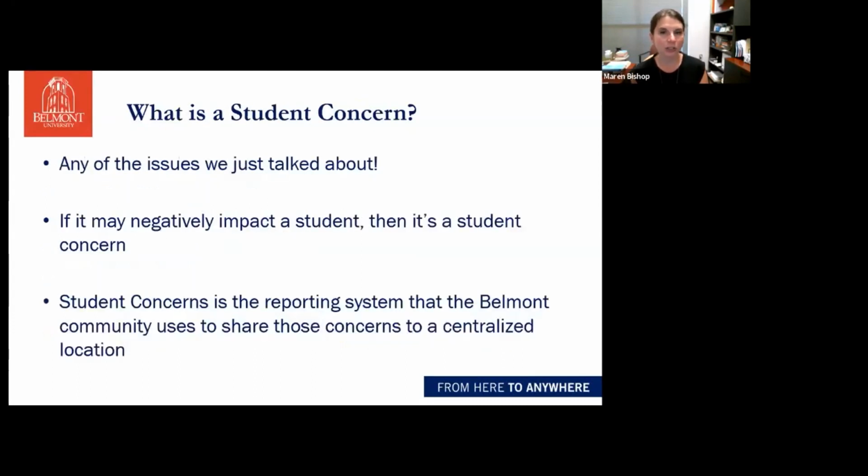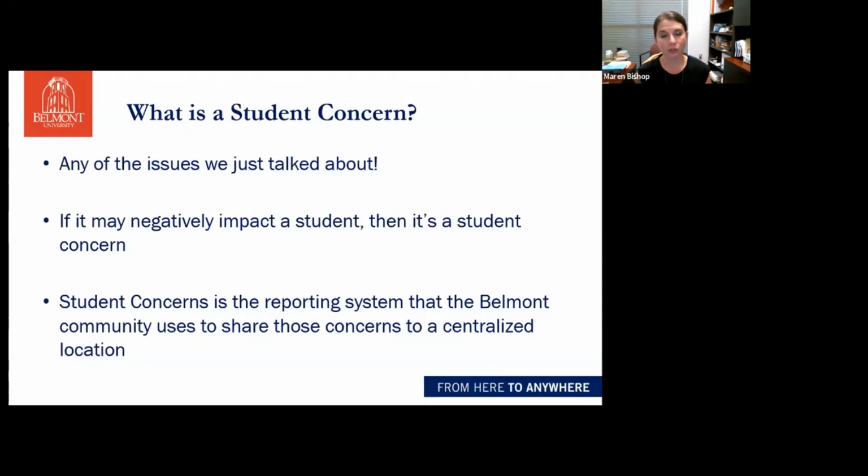Now, what is a student concern? That's a lot of the way that you all will interact with the student care and support team, is that you'll submit a student concern. Any of the issues that we just talked about, we label as a potential student concern. And really, if it's anything that might negatively impact a student, we say, let us know. We want to be aware of that so we can help connect a student with the resources that are going to help them the best.